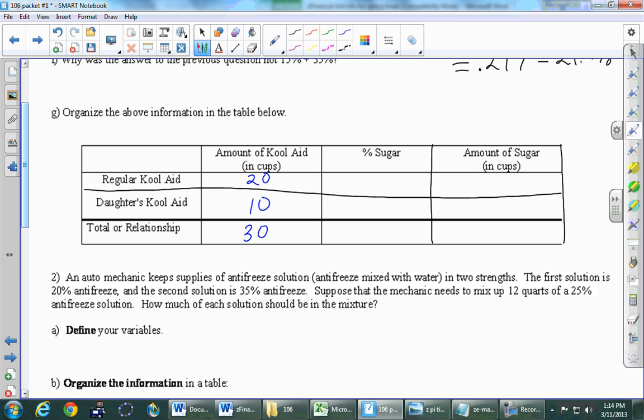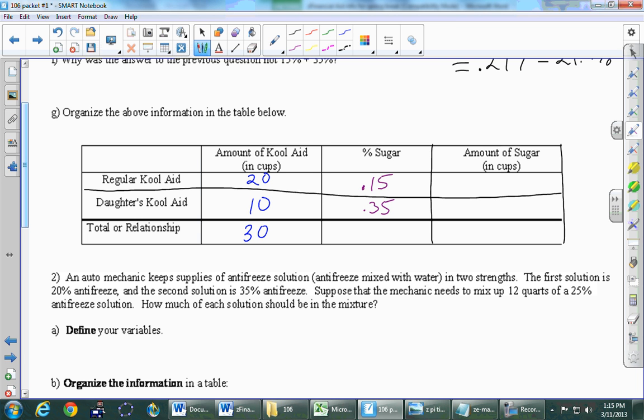Percent sugar for regular? It's 15. I'm always going to write this as a decimal. I automatically write it as a decimal because I'm going to be using that number. And I really want it to be 0.15 instead of 15%. How about for the daughter? It's 35, so I'll do 0.35.